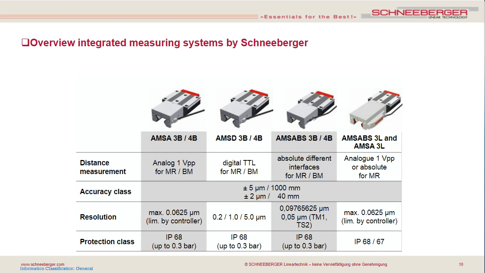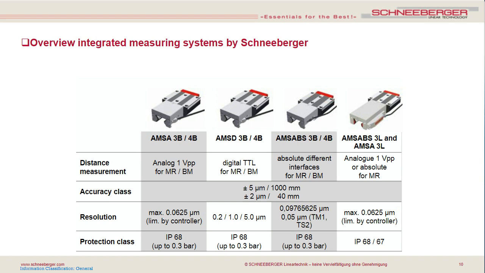We have the digital reader heads or measuring systems for roller monorail or ball monorail. The digital interface is also called TTL interface. The accuracy class is plus minus 5 micrometers per meter measuring length and plus minus 2 micrometers per 40 millimeter. The resolution is 0.2 micrometers or 1 micrometer or 5 micrometer. The protection class is IP68.